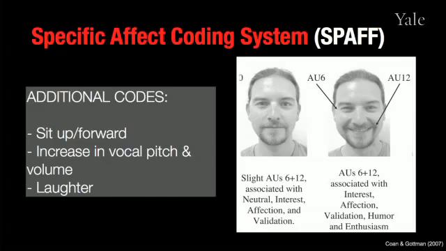So SPAF is also fantastic to use, and as you can see, it's based off the FACS system. You see the same AU6 and AU12, but it has additional codes here. You can see the man on the right, this is Jim Cohn, a wonderful affective scientist in the field. And you see here not only the AU6 and 12, but also additional descriptions of things that are associated with interest, affection, validation, humor, and enthusiasm. And we might also look at whether or not he's showing an increase in his vocal pitch, looking at his posture as he's sitting up and forward, etc.